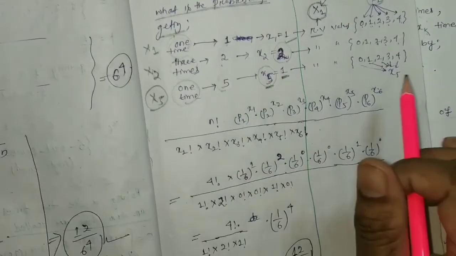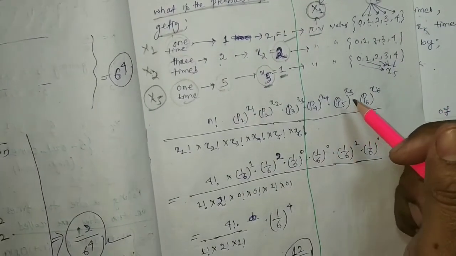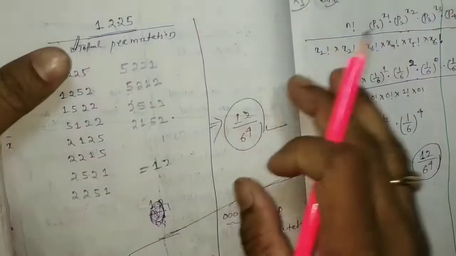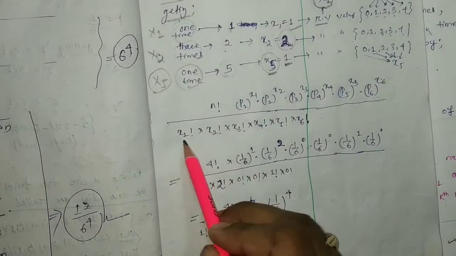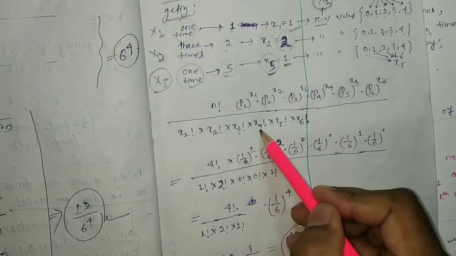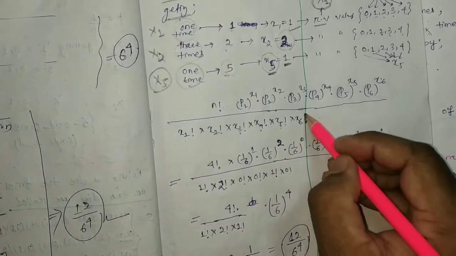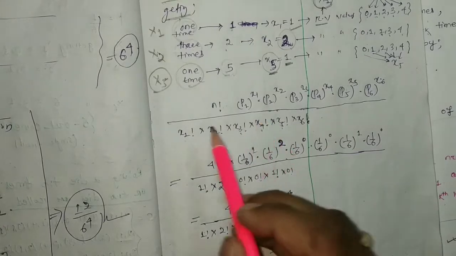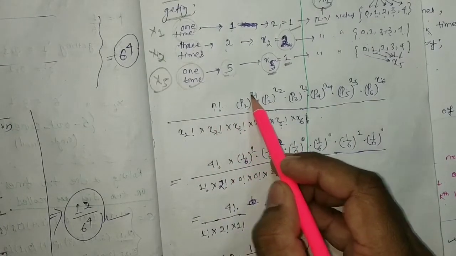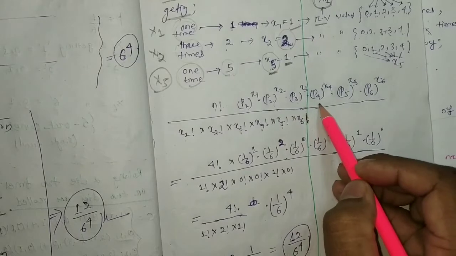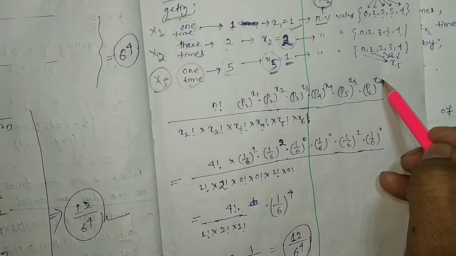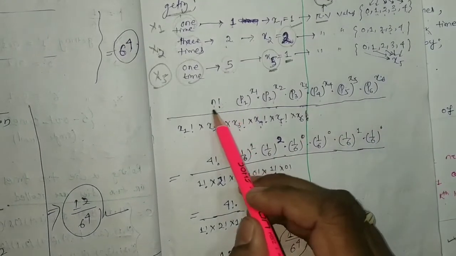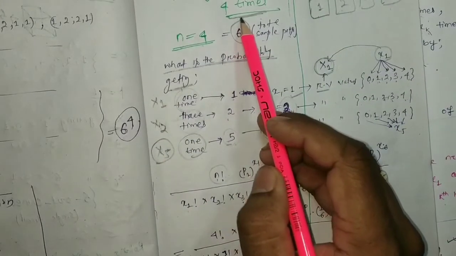Okay, so as we discussed, that can be written in general as n factorial by x1 factorial, x2 factorial, x3 factorial, x4 factorial, x5 factorial, x6 factorial, into p1 to the power x1, p2 to the power x2, p3 to the power x3, p4 to the power x4, p5 to the power x5, p6 to the power x6. Here n is how much? Your 4 times trial, 4 times observations.